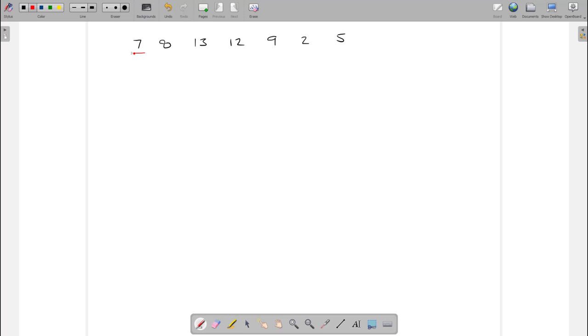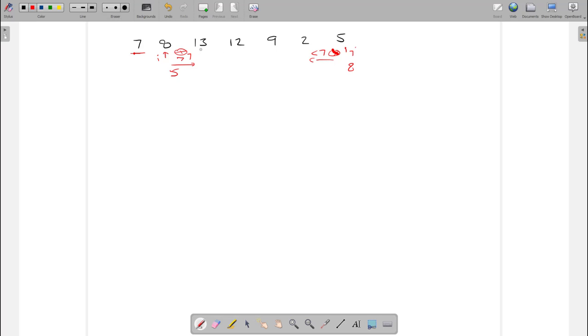7 is the pivot element. So 8 is the ith marker and 5 is the jth marker. The condition here is greater than 7 and the condition here is less than 7. Is 8 greater than 7? Yes, it is. So we have to stop here. 5 less than 7? Yes, it is. So we have to stop here. And we have to interchange. So 5 comes here and 8 comes here.